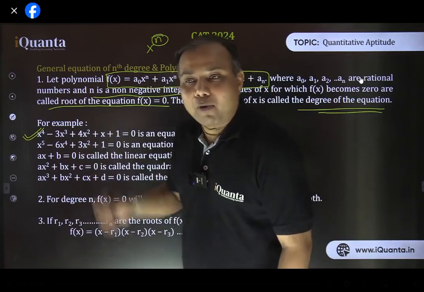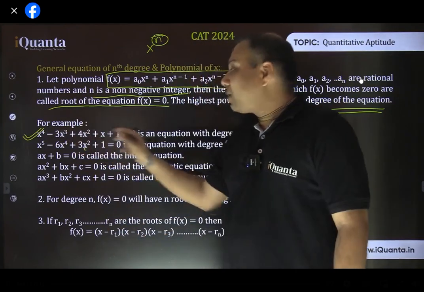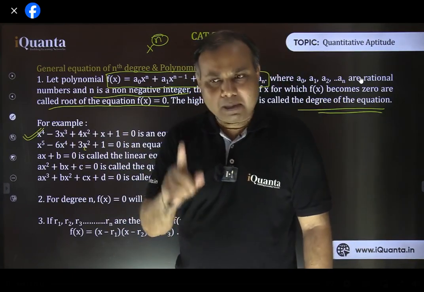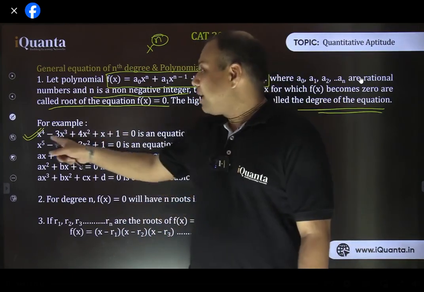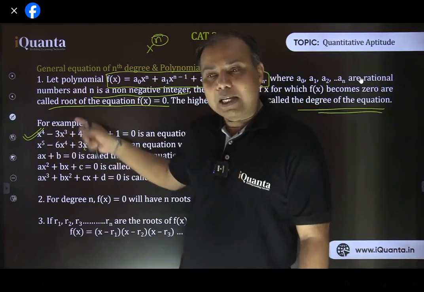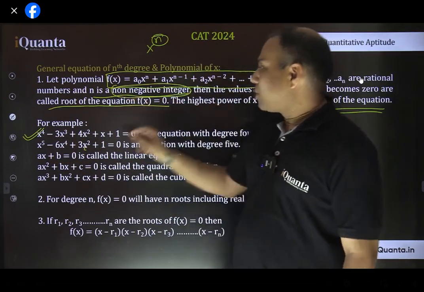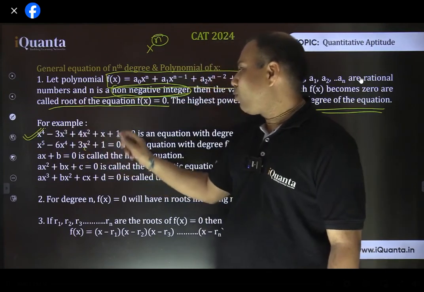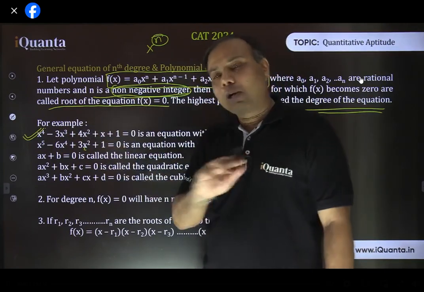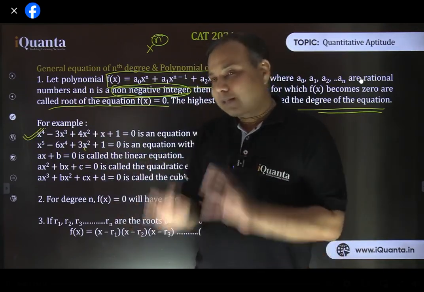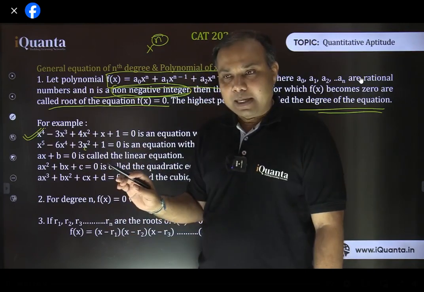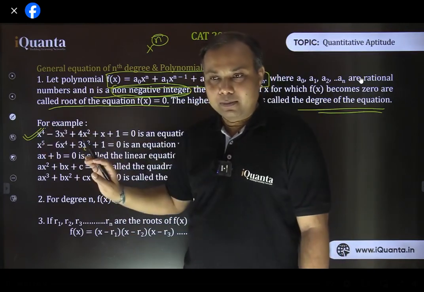Yes, degree or basically power. So power of variable in each term must be a non-negative integer. I repeat, please listen carefully. The variable is x here, right? So power of variable should always be a non-negative integer. Here the powers are 4, 3, 2, 1, and this is 0. All these powers are whole numbers. So that confirms it is a polynomial, right? And the highest power is 4, that is called degree.